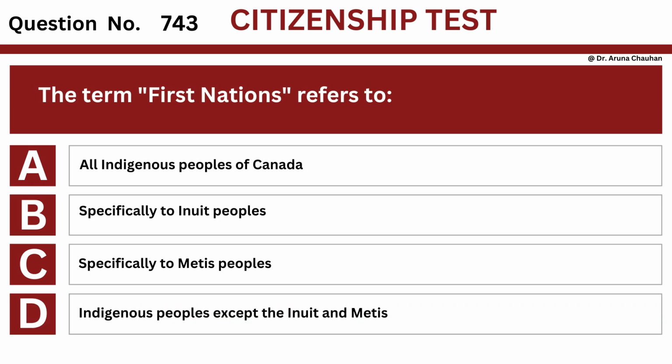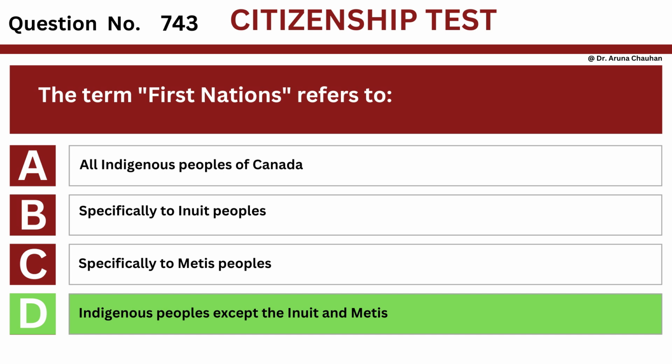Question number 743. Question: The term First Nations refers to Option A: all Indigenous peoples of Canada. Option B: specifically to Inuit peoples. Option C: specifically to Métis peoples. Option D: Indigenous peoples except the Inuit and Métis. The answer is option D: Indigenous peoples except the Inuit and Métis.